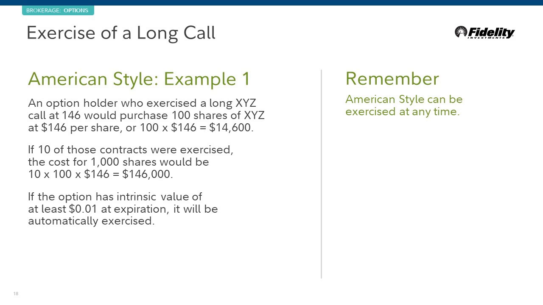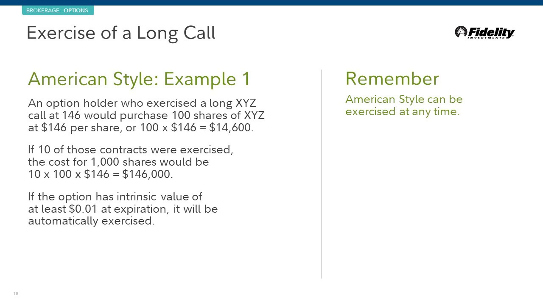What if it was 10 contracts? Easy. All we do is just multiply what we just did for 1 by 10. Now we're buying 1,000 shares at 146. Now this is an American style option in our example, so we could do this at any time.